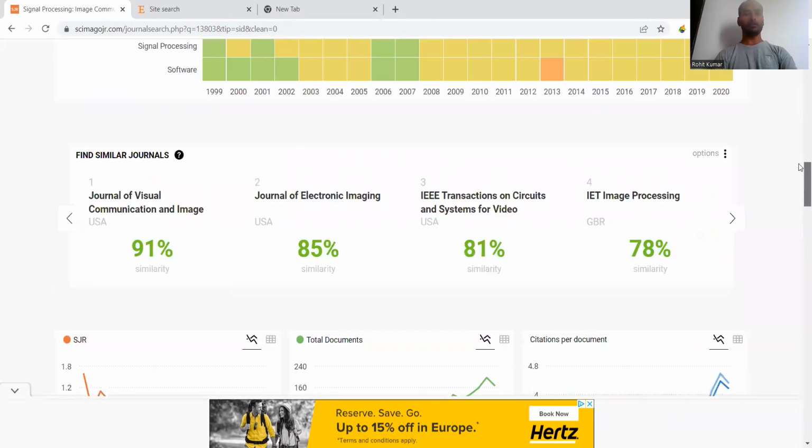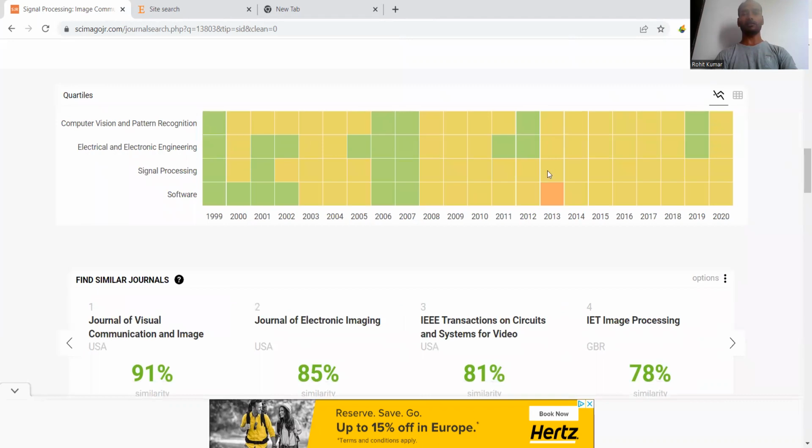Here you can see that computer vision and pattern recognition is running at Q2. Electrical and electronic engineering is running at Q2. Signal processing is running at Q2, and software is also running at Q2. So all the quartiles are running at Q2 right now. Okay, so in this way, based on the Q ranking 2020, it is a Q2 journal.